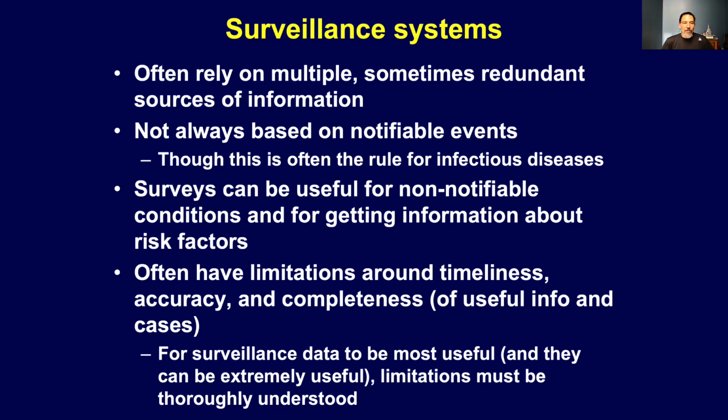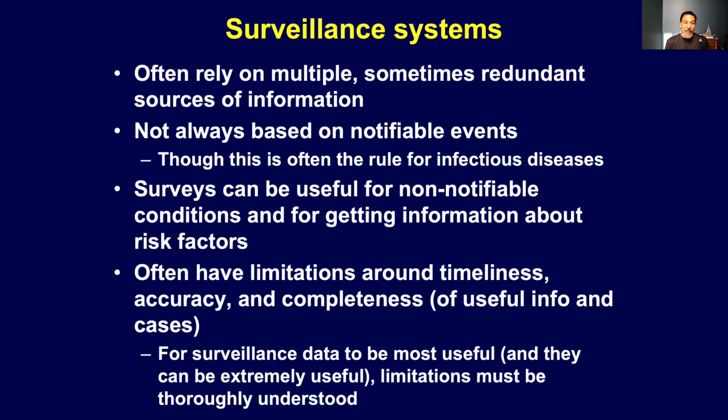We also saw, and I want you to take away, that surveillance systems are not always based on notifiable events, though for infectious diseases, this is often the rule. They can be based on all kinds of other data sources. We saw the multiple sources that can be used for surveillance. And surveys can be useful for non-notifiable conditions and even infectious conditions. And they are especially useful for getting information about risk factors and behaviors and healthcare access.